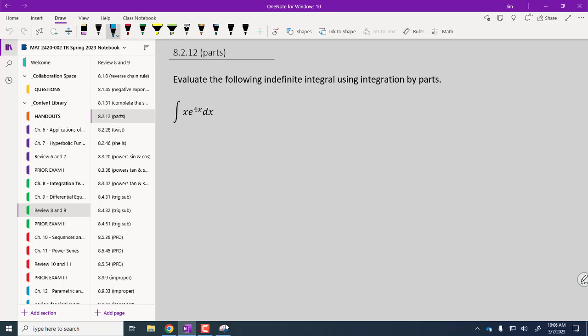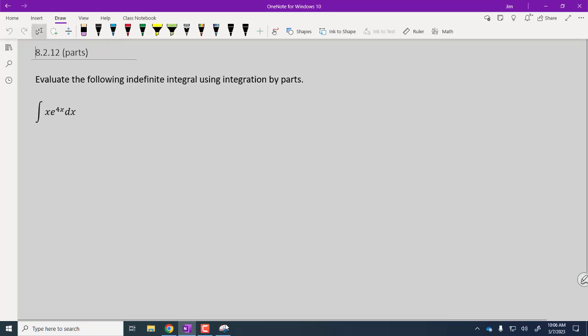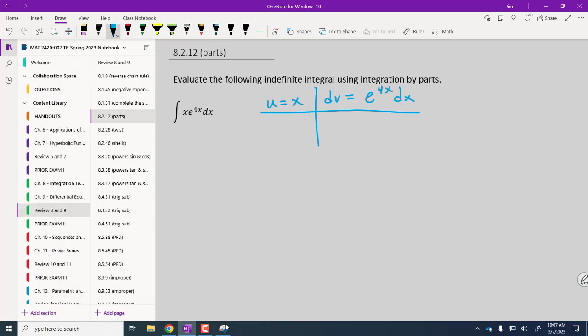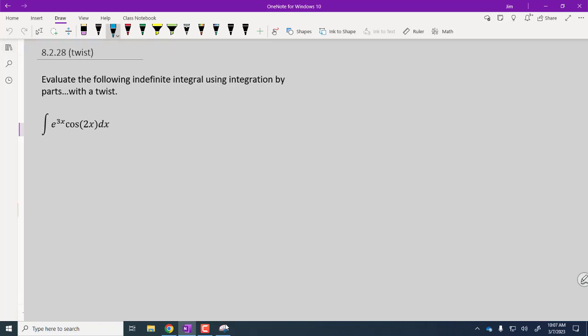Parts? What would we let u be in this case? x. And let dv be e to the 4x. Do we need to go through that? Done enough of those? So let me just write down that we would let u be x, and if you try it and you can't get to it, just let me know and I will help you. So that would be our setup. Integration by parts with a twist.